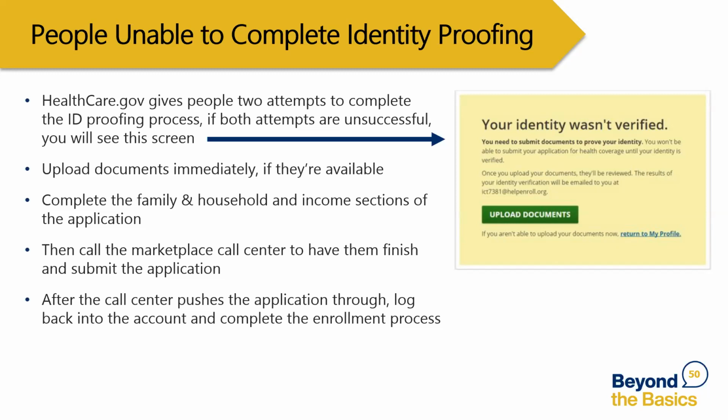I would still highly recommend that when you're working with somebody, they run into an identity proofing issue, I would still work towards completing as much of the application as you can online, because generally you're not stopped until very close to the end of the application where you'd have to submit the application. And at that point in time, when you get blocked, that's when you, working with the person that's in this situation, would call the marketplace call center, and then they would finish and submit the application, because they can submit it through the call center.